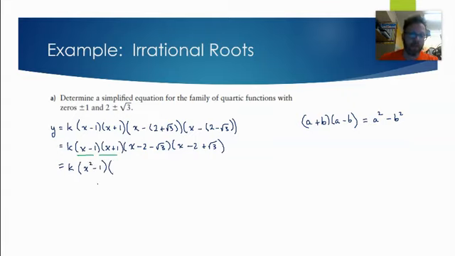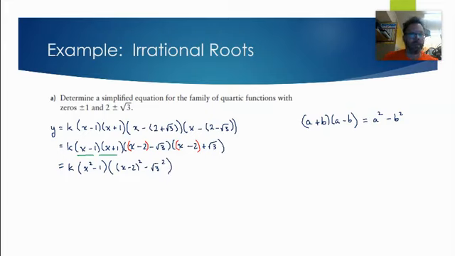Now, the next one, we can also think of as a difference of squares. I'm just going to get a separate color here. Maybe I'll use red. So if I pair these off, I have x minus 2 minus root 3 and x minus 2 plus root 3. It also fits the bill for a difference of squares. I can write those final two brackets as x minus 2 squared minus root 3 squared.